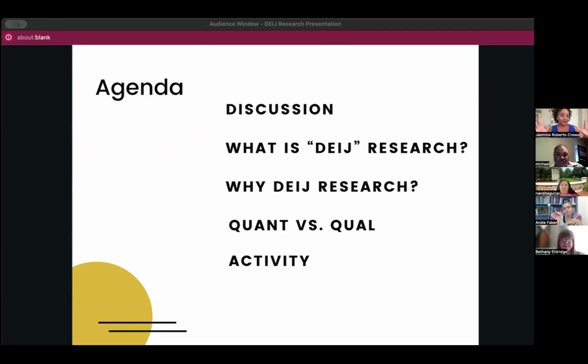And then of course, I'm very big about definitions. So I want to define what exactly is DEIJ research. Again, we've clumped a whole bunch of terms here, and so I want to make sure that I'm being intentional about how we're defining that type of research. Why should we do this type of research? A lot of people think that it's a moral imperative, and it certainly is, but there are other reasons why we should be incorporating this type of lens in our research.